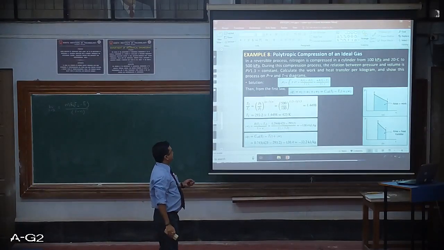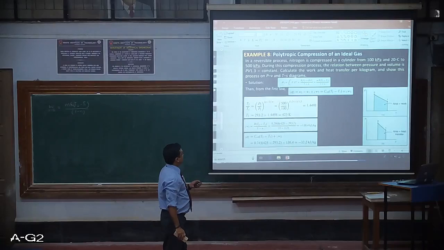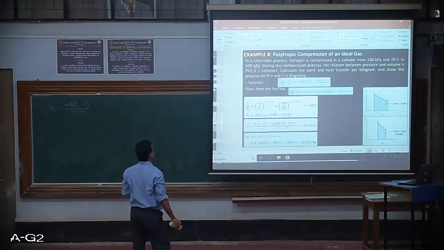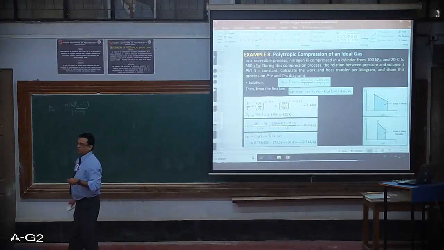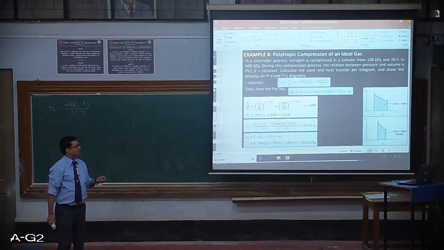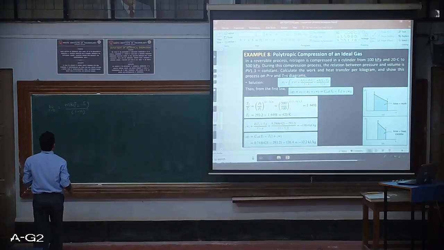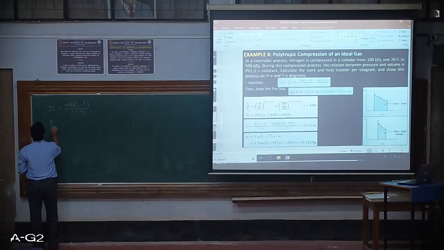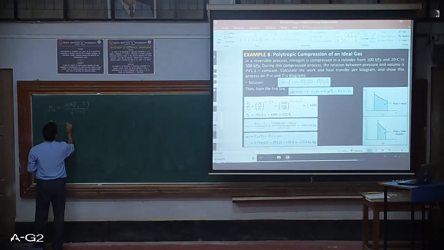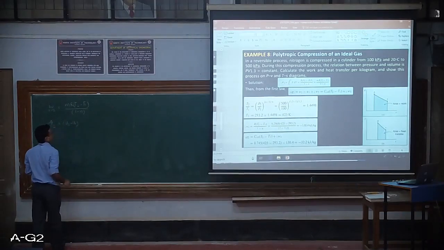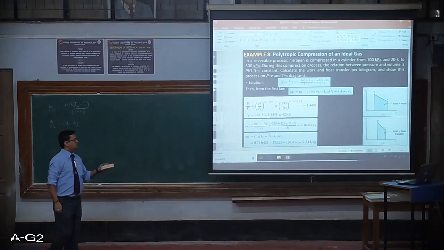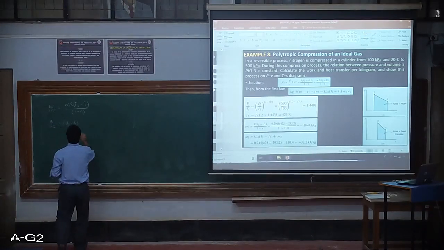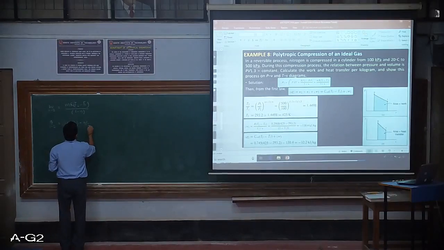At the same time, what we want is heat transfer per kg. Heat transfer is obtained from the first law, on a per kg basis. So here I have written small q12 is equal to U2 minus U1, the change in internal energy, plus work done from the first law, so the work done from 1 to 2.